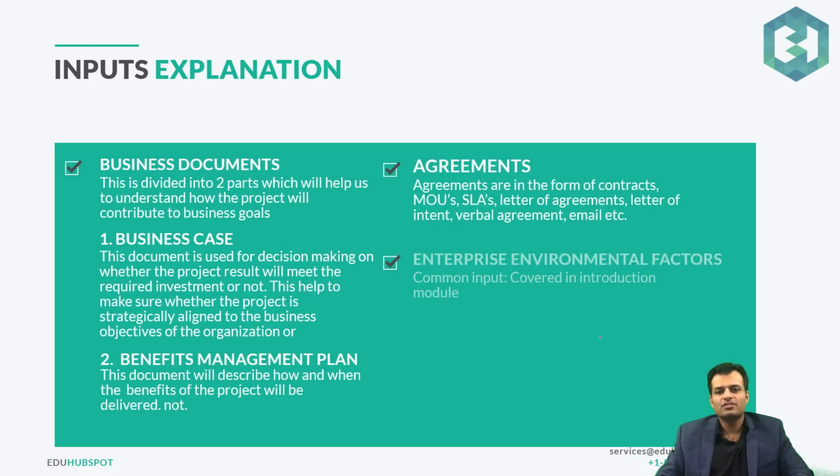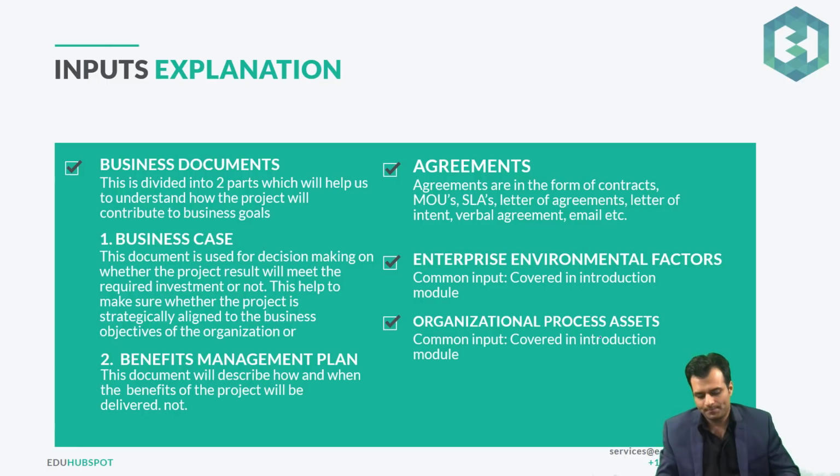So let's first talk about the inputs. Basically we have four inputs here. First we have the business documents. And the business document is further divided into the business case and the benefits management plan. You will notice one thing in your PMBOK: they have mentioned in most of these documents that it is not limited to this. PMI has given whatever they think is important, but it's not just limited to that. It could be anything else also.